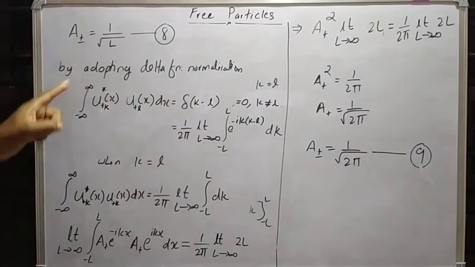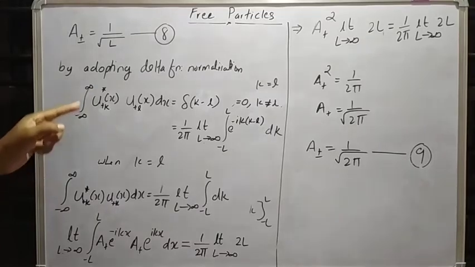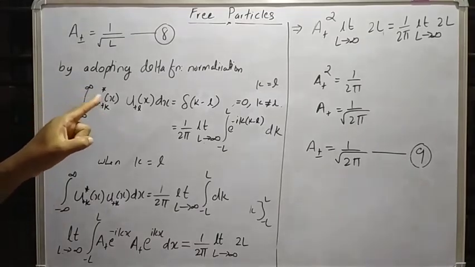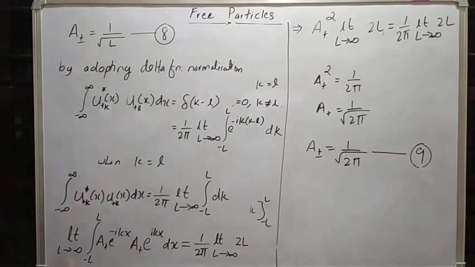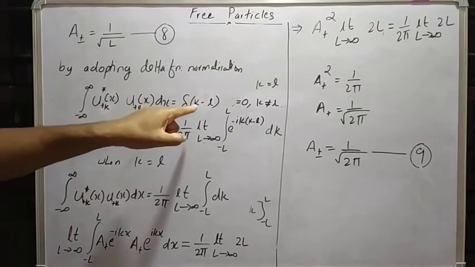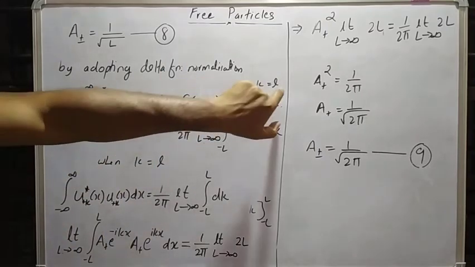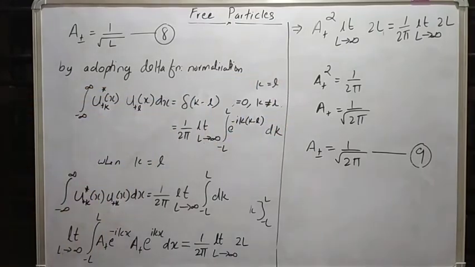That means by the probability interpretation, integral minus infinity to infinity u star u dx should be equal to 1, but in this case delta of k minus L when k is equal to L is not exactly 1. So that means the concept of a free particle system is not proper in quantum mechanics.